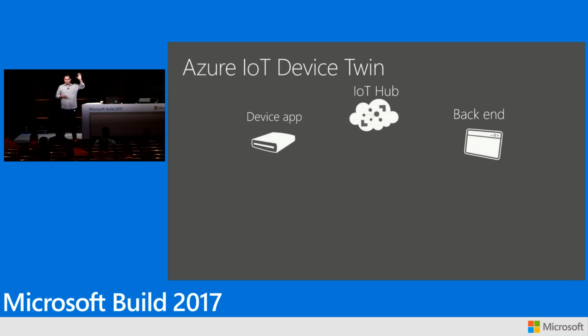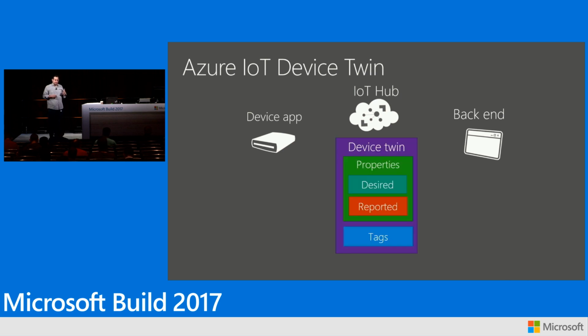How many of you have used a device twin before? Great. That's really exciting. That's a pretty big number. So the device twin is essentially a JSON document that's managed by IoT Hub that allows you to interact with a device without the device having to be there. And it's broken into 3 sections.